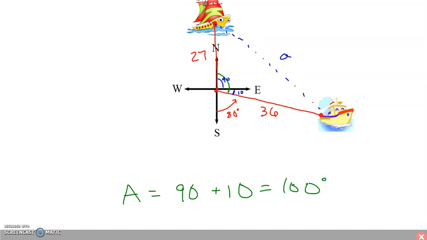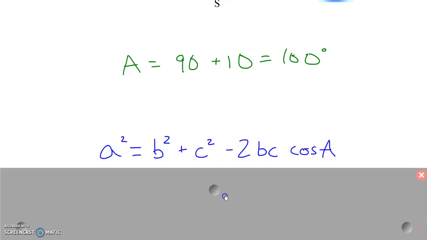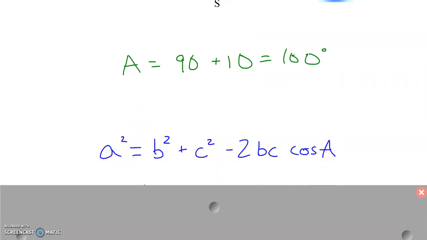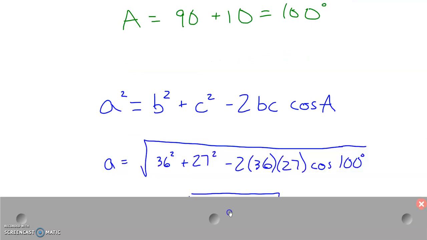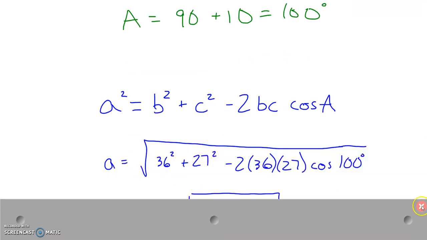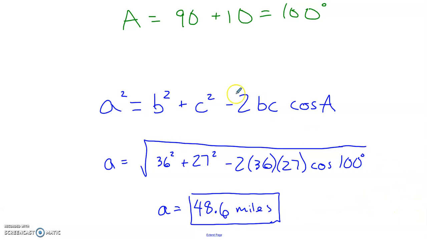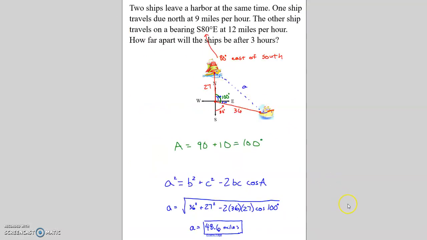So there are a few different ways you can piece together angles depending on how you see the problem. Basically the key is that the angle in the triangle we're going to be using is this green angle here, and that's a 100 degree angle. Then use the law of cosines. I'm solving for side length A, so I use this version, plug in the numbers I know, and do the square root. Using a calculator, I get about 48.6 miles as the distance between the two boats.